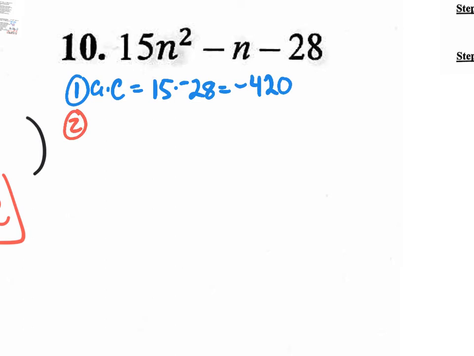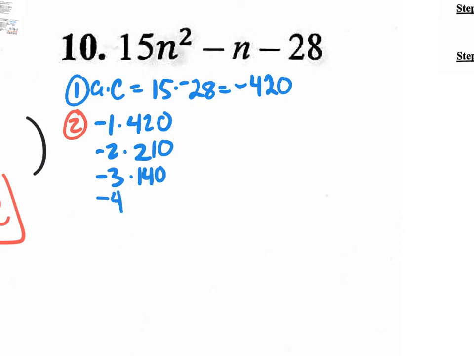Step 2, think of the multiples of negative 420 that combine together to give you a negative 1. Okay, so we could start out with negative 1 times 420. Negative 2 times, and do it with the calculator. 420 divided by 2 would be 210. Negative 3. 420 divided by 3 is 140. So I know that 3 times 140 is 420. Negative 4. Okay, for the sake of time, you could continue going. And once you get to negative 20 times 21, you get the right answer, negative 420.